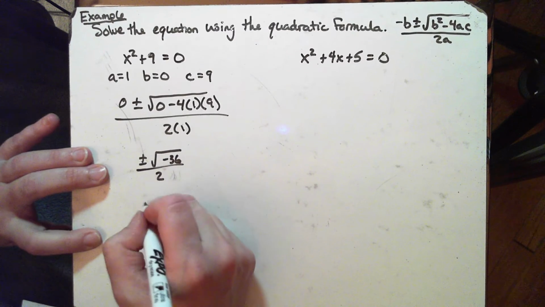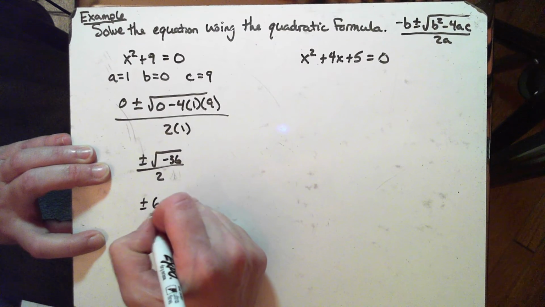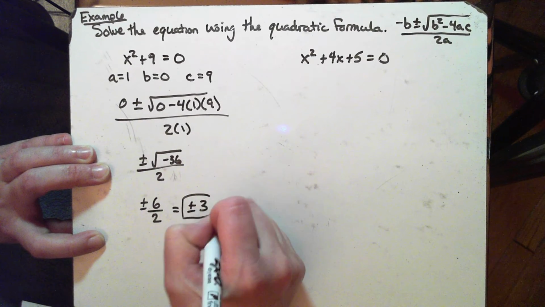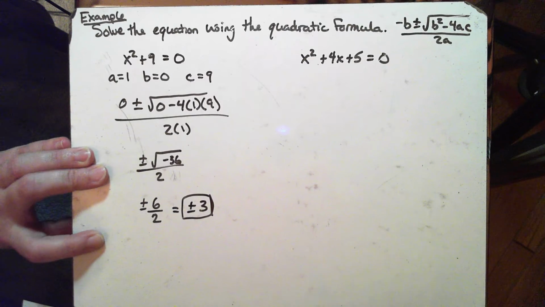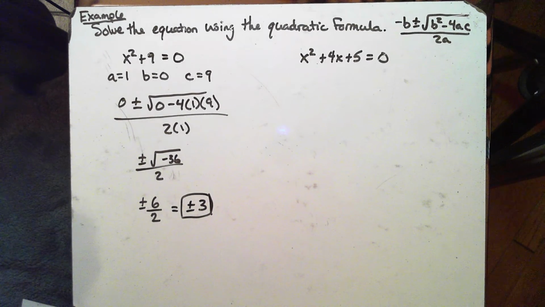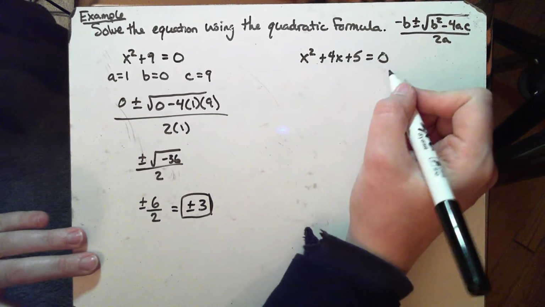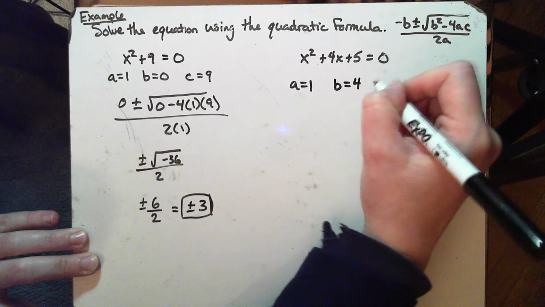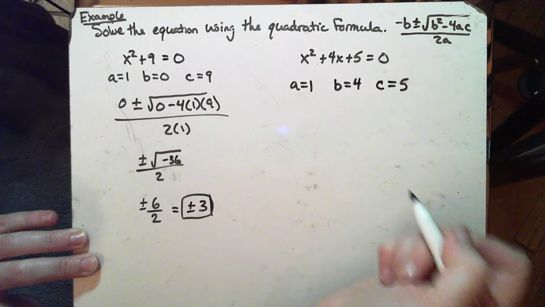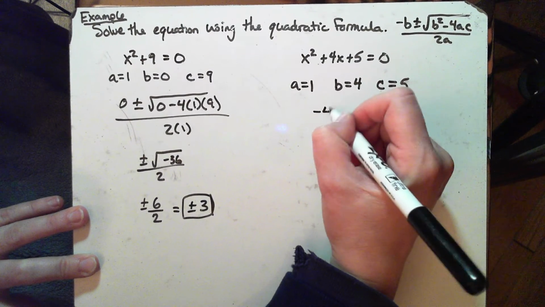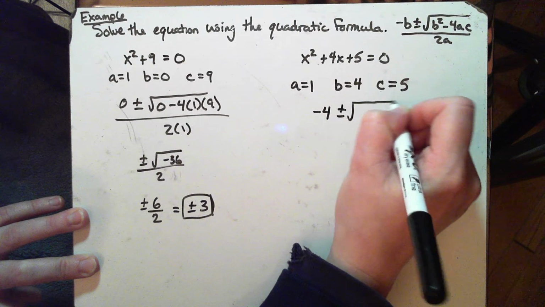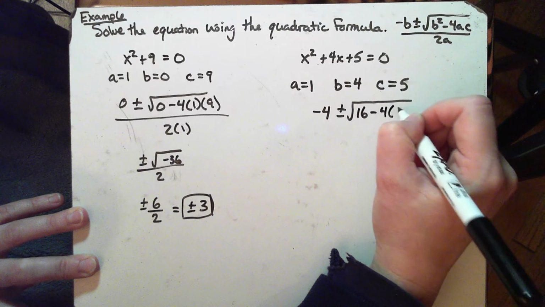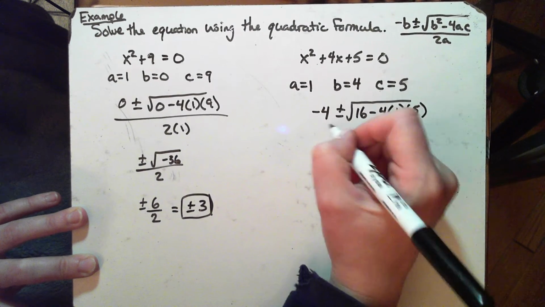The square root of negative 36 is 6i, and 6i over 2 is positive or negative 3i, which we would have got before, except they said to use the quadratic formula. So that's it. Now over here, I'm going to do the same thing. a is 1, b is 4, and c is 5. So again, quadratic formula, negative b plus or minus the square root of b squared. 4 squared is 16, minus 4 times 1 times 5, all over 2a.